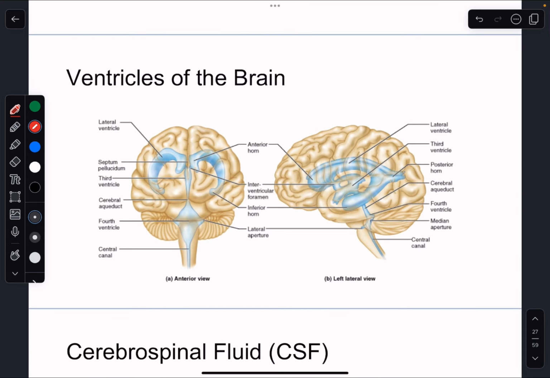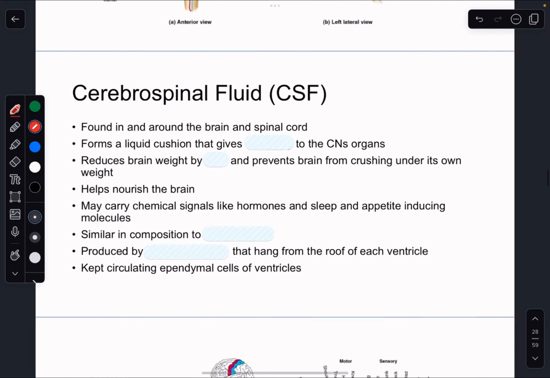As you can see, right here are the lateral ventricles. Right here is the third ventricle, and then this is the cerebral aqueduct. And then here, that goes to the cerebellum, is called the fourth ventricle. And then right here is the central canal. So, cerebrospinal fluid.